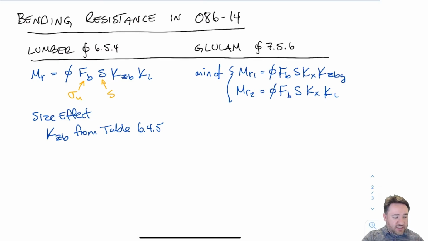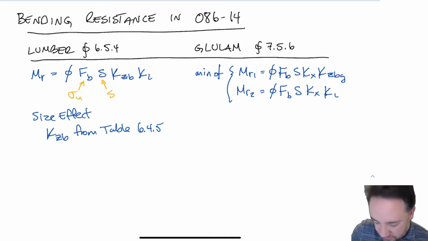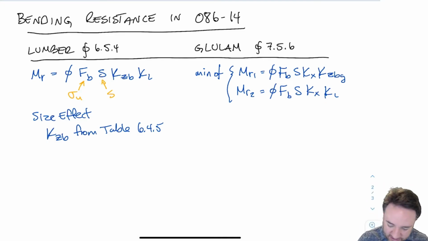This is in contrast to lumber, because in lumber, the size effect is for the entire beam. It's for the entire thickness of the beam, tension side, compression side. The size effect is for the overall strength due to this grading issue. So that's why on the lumber side, we multiply the two together. So there is an equation for size effect in glulam, and it is an empirically derived equation.